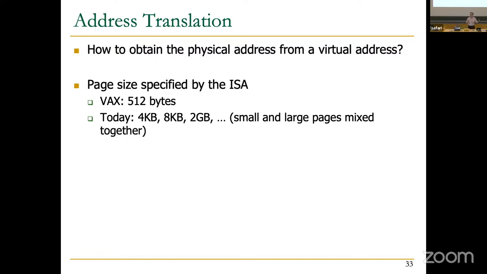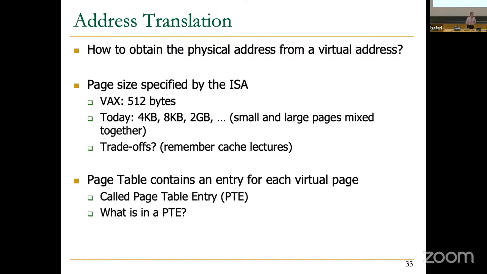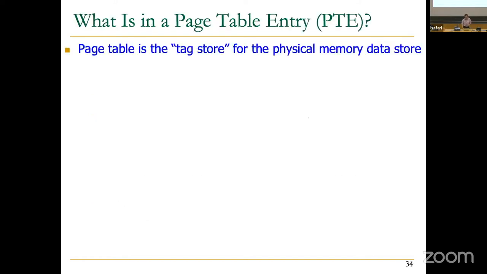Now you have a problem, right? So if you're interested in this, you can watch the additional lecture. We don't have time to go over this. So basically, there are trade-offs in the page sizes, similar to trade-offs we have in caches. And the page table contains an entry for each virtual page. Basically, it's called the page table entry. Then the question is, what is in a PTE? Let's take a look at that a little bit.